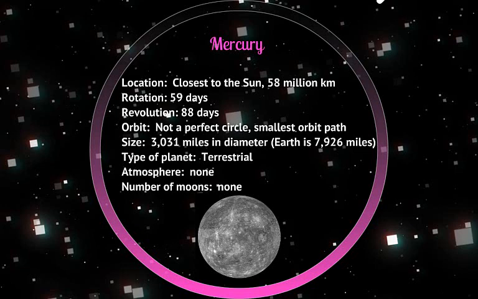Its size is 3,031 miles in diameter, roughly. The Earth is about 7,926 miles in diameter, so it's quite a bit smaller than the Earth. It is a terrestrial type of planet. It does not have an atmosphere, and it does not have any moons.